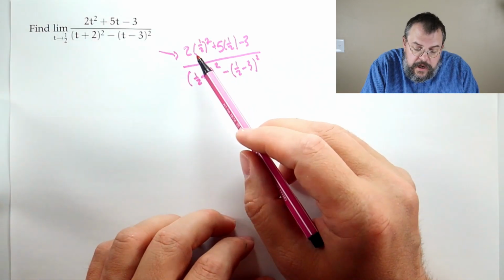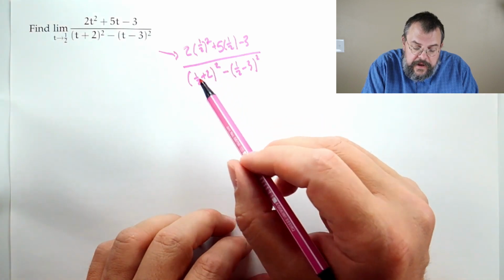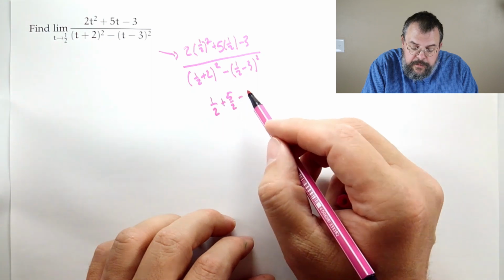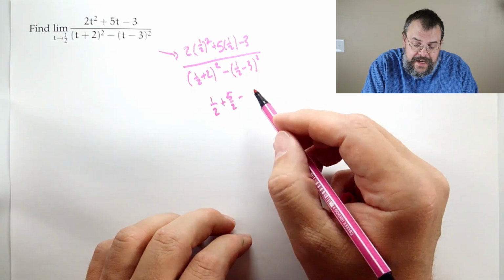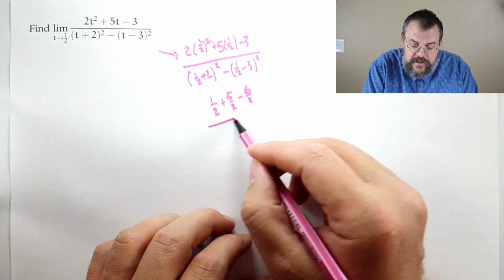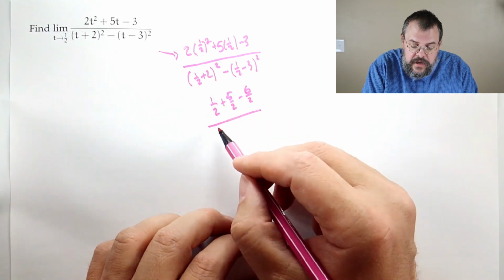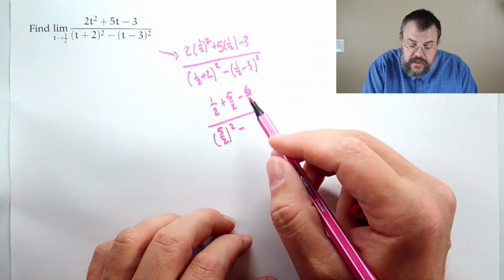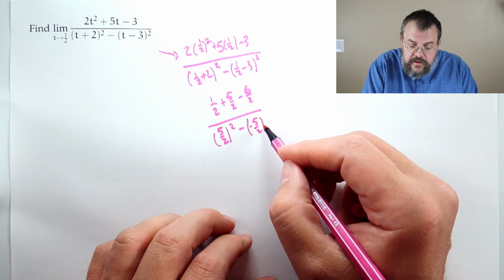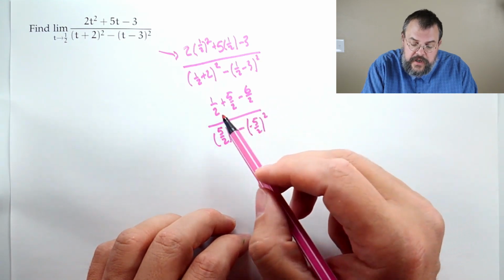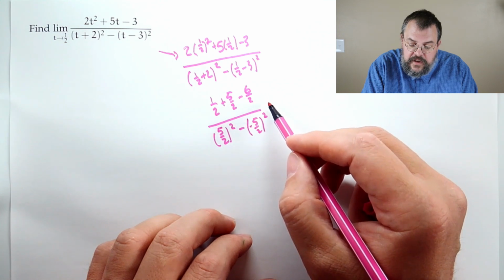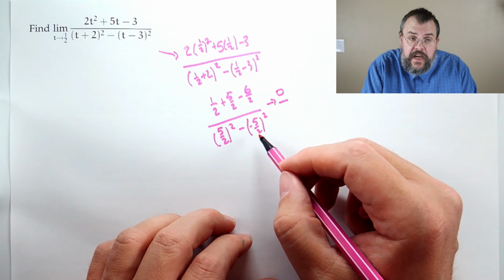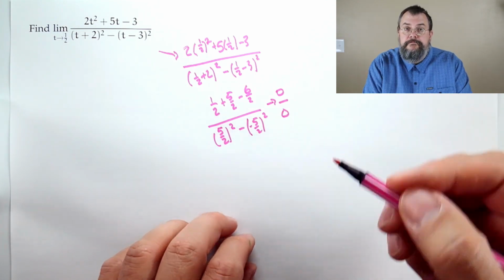Okay, so 2 times a half squared. Well, that's going to be the same as 1 half. 5 times a half is 5 halves. And minus 3, which, by the way, since we're already thinking in halves, that's 6 halves. Downstairs, a half plus 2, well, that's 5 halves squared, minus a half minus 3, that would be negative 5 halves squared. And we see upstairs, a half plus 5 halves minus 6 halves is 0. Downstairs, 5 halves squared minus negative 5 halves squared is 0.